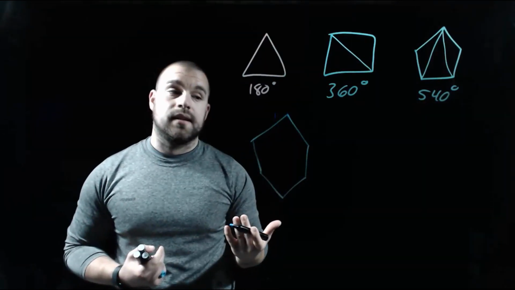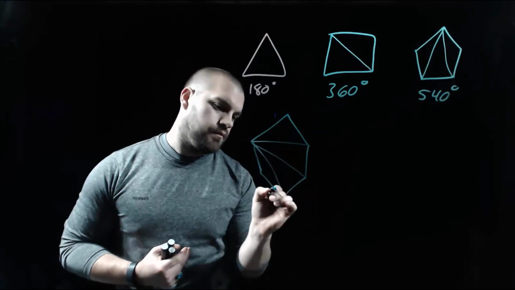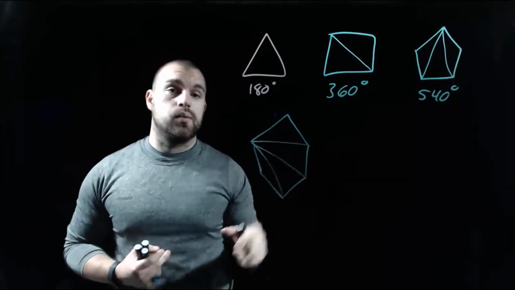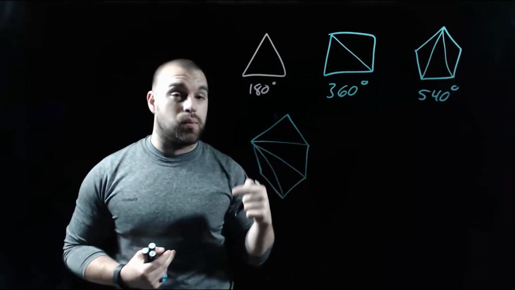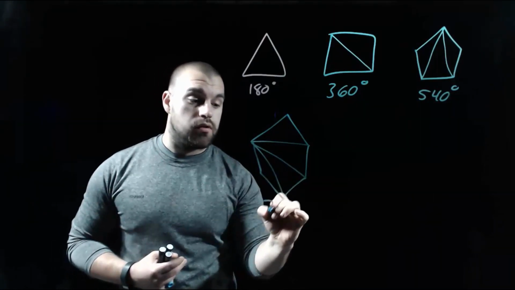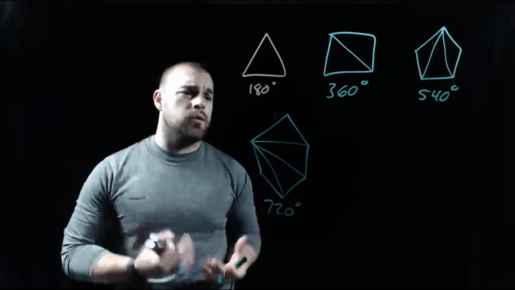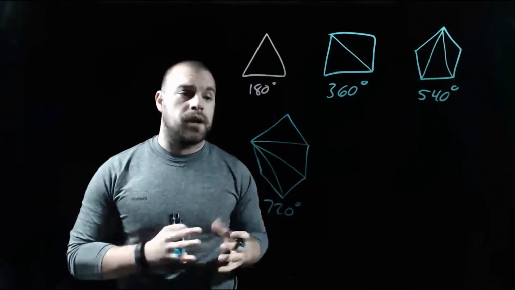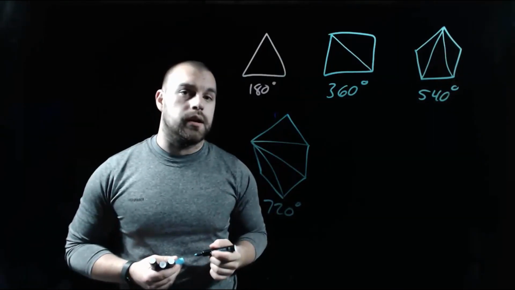Okay, a hexagon has 6 sides. I'm going to split this up into triangles again. Now we can make 4 triangles within this hexagon. So if we go 180 plus 180 plus 180 plus 180, we're going to end up with 720 degrees. Okay, but there's a shorter way to do this instead of drawing out each picture and splitting it up into a bunch of triangles. We've got a formula that we can use.